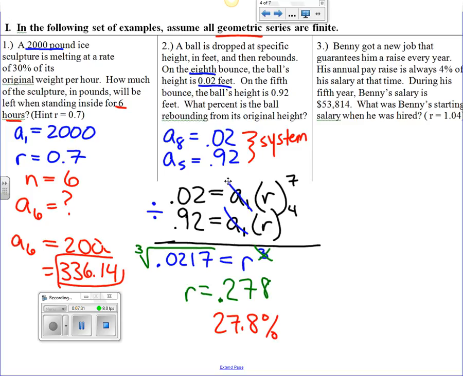Okay. All right, number 3. Benny got a new job that guarantees him a raise every year. His annual pay raise is always 4% of his salary at the time. During his 5th year, Benny's salary is $53,814. What was Benny's starting salary when he was hired?